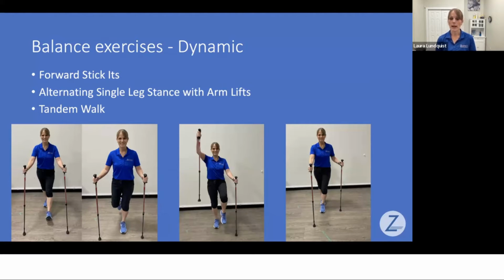So instead of being at perhaps, well, we would be at 4 points of contact when both feet are down, 3 points of contact if we have both poles down and 1 foot up, but then we can take it to 2 points of contact with 1 arm up and 1 foot up. And then when you add the dynamic alternating back and forth between sides, that can become a much more challenging dynamic balance exercise.